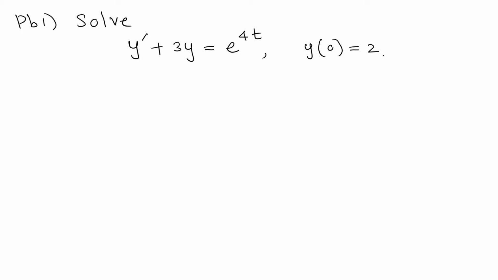So let's look at this first problem. We have: solve y prime plus 3y equals e to the 4t, with the initial condition y(0) equals 2. You can see it's given at 0, and we only need one because it's first order. Okay, so let's see how we do it.